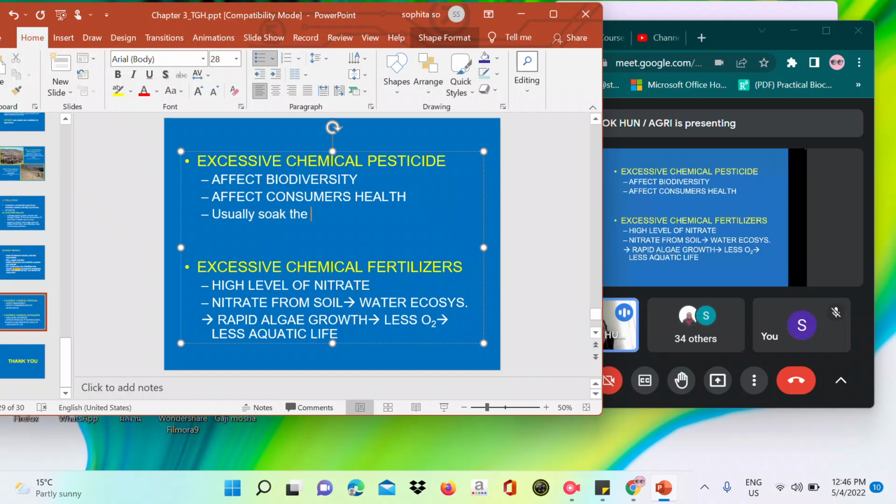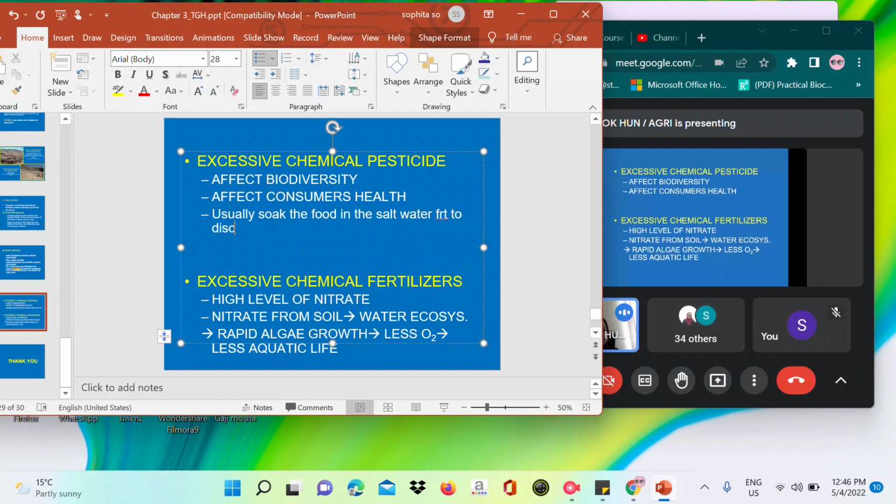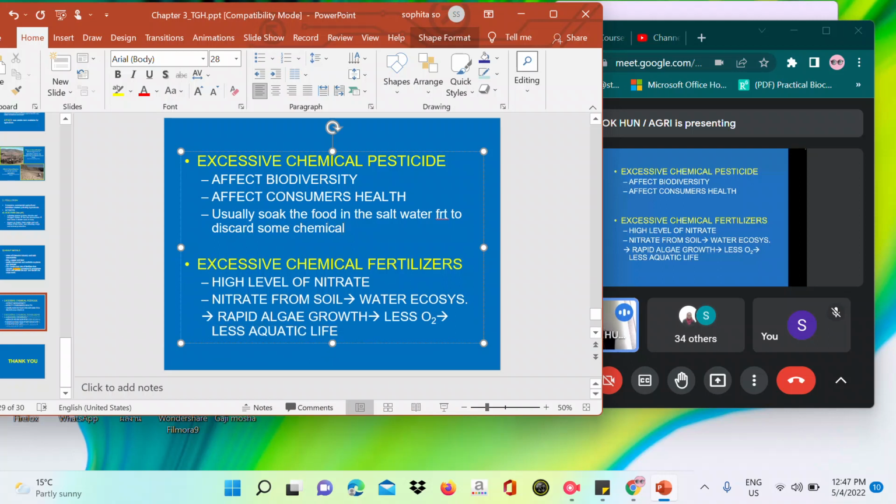Okay, then only you cook it. That is the best way. Even though we cannot clean it 100%, you still can discard certain chemicals from your food. All right. So excessive chemical fertilizer, same for fertilizer as well.